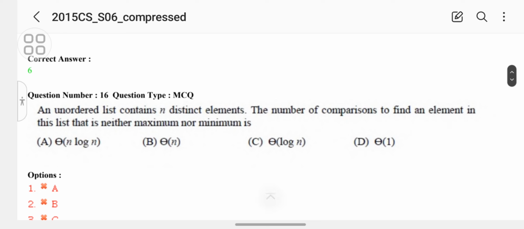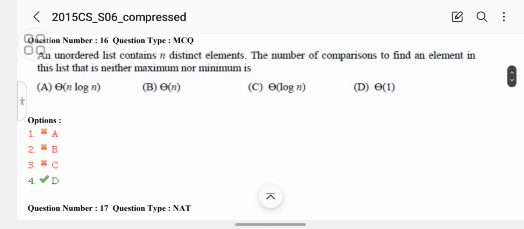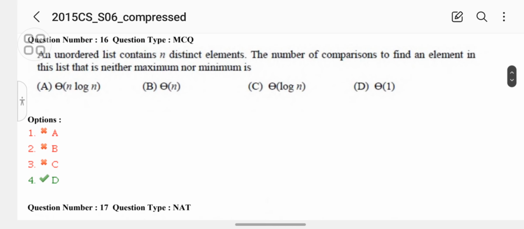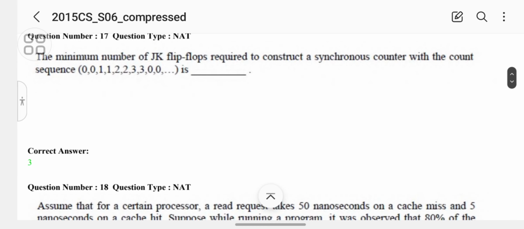Now 16: an unordered list contains n distinct elements. The number of comparisons needed to find an element in this list that is neither the maximum nor the minimum is what? So what is the answer for this? For 16, our answer is order of 1. 17 is the minimum number of JK flip-flops required to construct a synchronous counter with the count sequence.